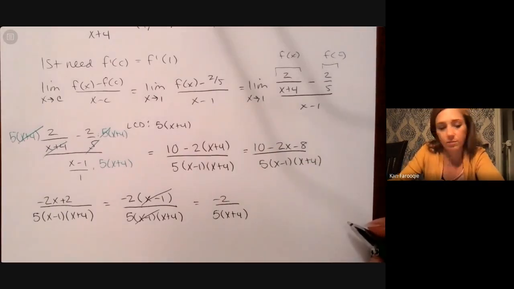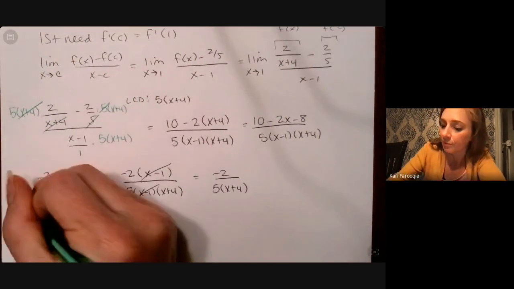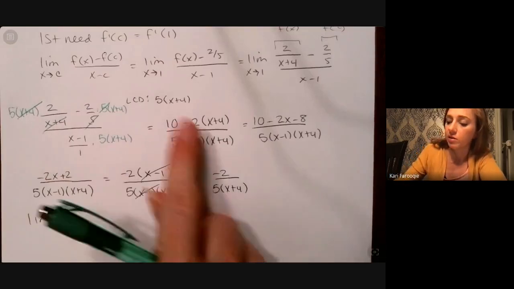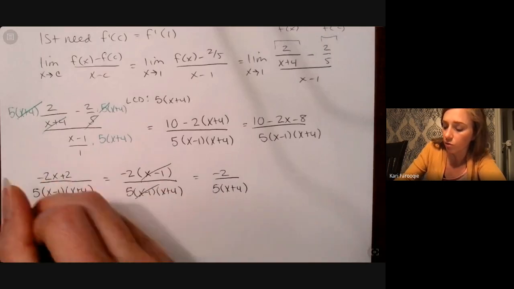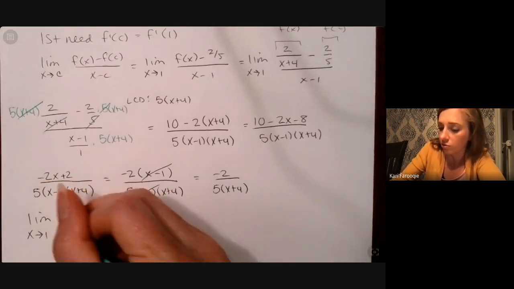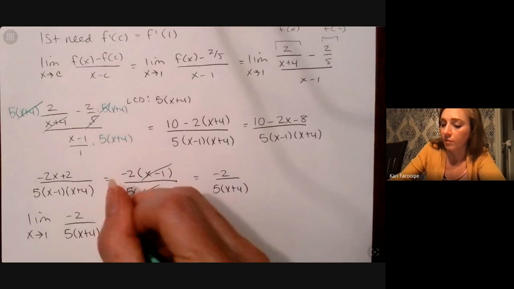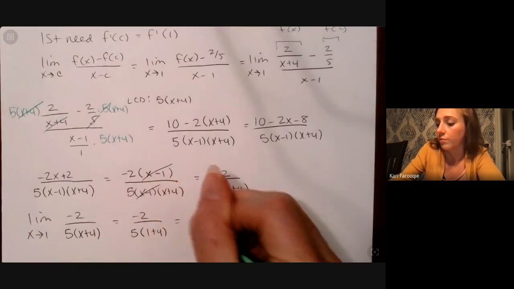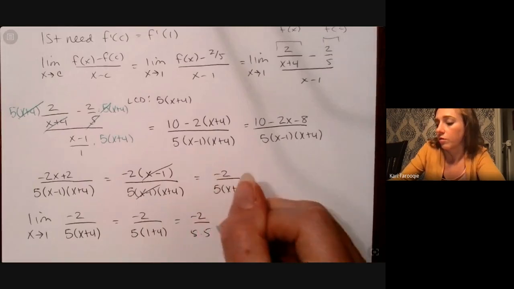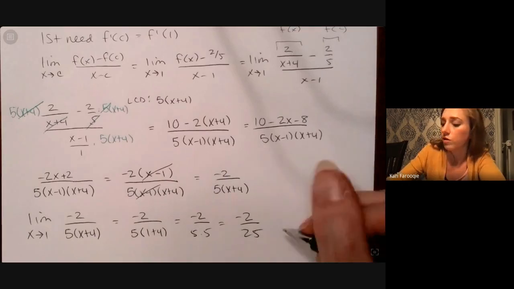Distribute if you'd like. Don't worry about it if you wouldn't like. Put your limit back together. We're going to take the limit as x approaches 1 of negative 2. You can put the negative 2 in front if you'd like. I'm just going to leave it for now. Over 5 times x plus 4. One plus 4. 5 times 5 is 25, and you get negative 2/25.